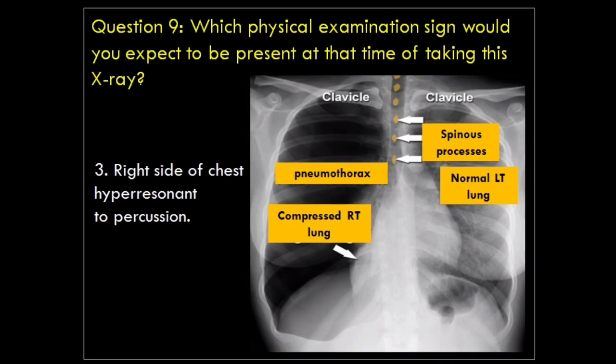The correct answer is, right side of chest hyperresonant to percussion. There is a large right pneumothorax, greater than 2 cm width at the level of the hilum. The right side of the chest would be hyperresonant to percussion. The image does not show deviation of the trachea. However, this patient would still need immediate attention. There is no direct association between pneumothorax and finger clubbing.